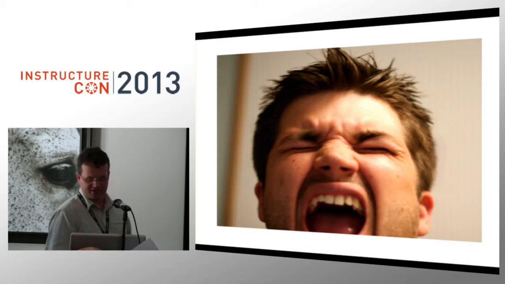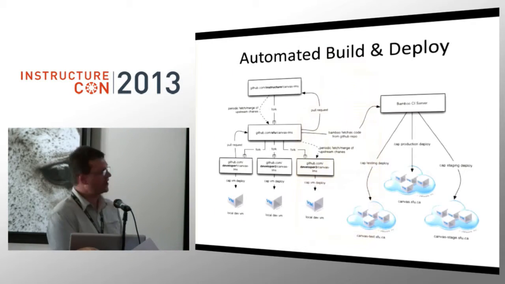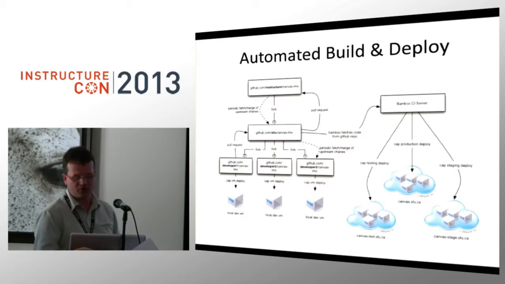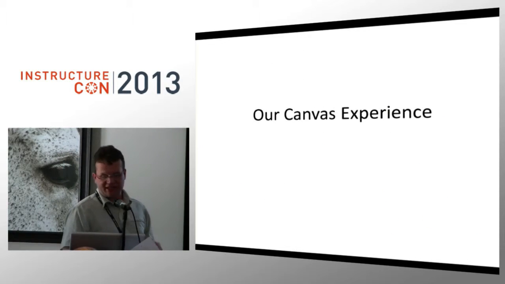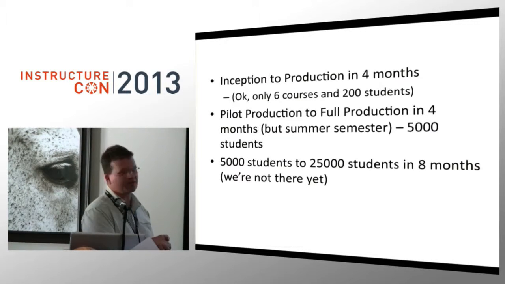Be prepared for some of this, and maybe lots of this, on your way towards that, which is a diagram of our automated build and deploy, our various Git repos and things like that. So very quickly, because I know we're short on time, I'll run through our Canvas experience. Inception to production in 4 months.